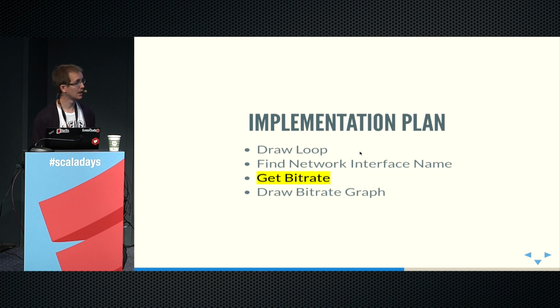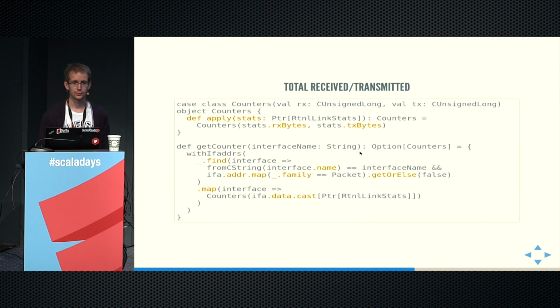All right, now that we have the interface, let's extract the bitrate from the interface. To do this, we define a case class Counters that will just hold the number of bytes that have been sent and received from the interface, and a companion object that will help us to instantiate the counters from the statistics of the interface. That's very simple. We just get the Rx bytes and Tx bytes from the statistics.